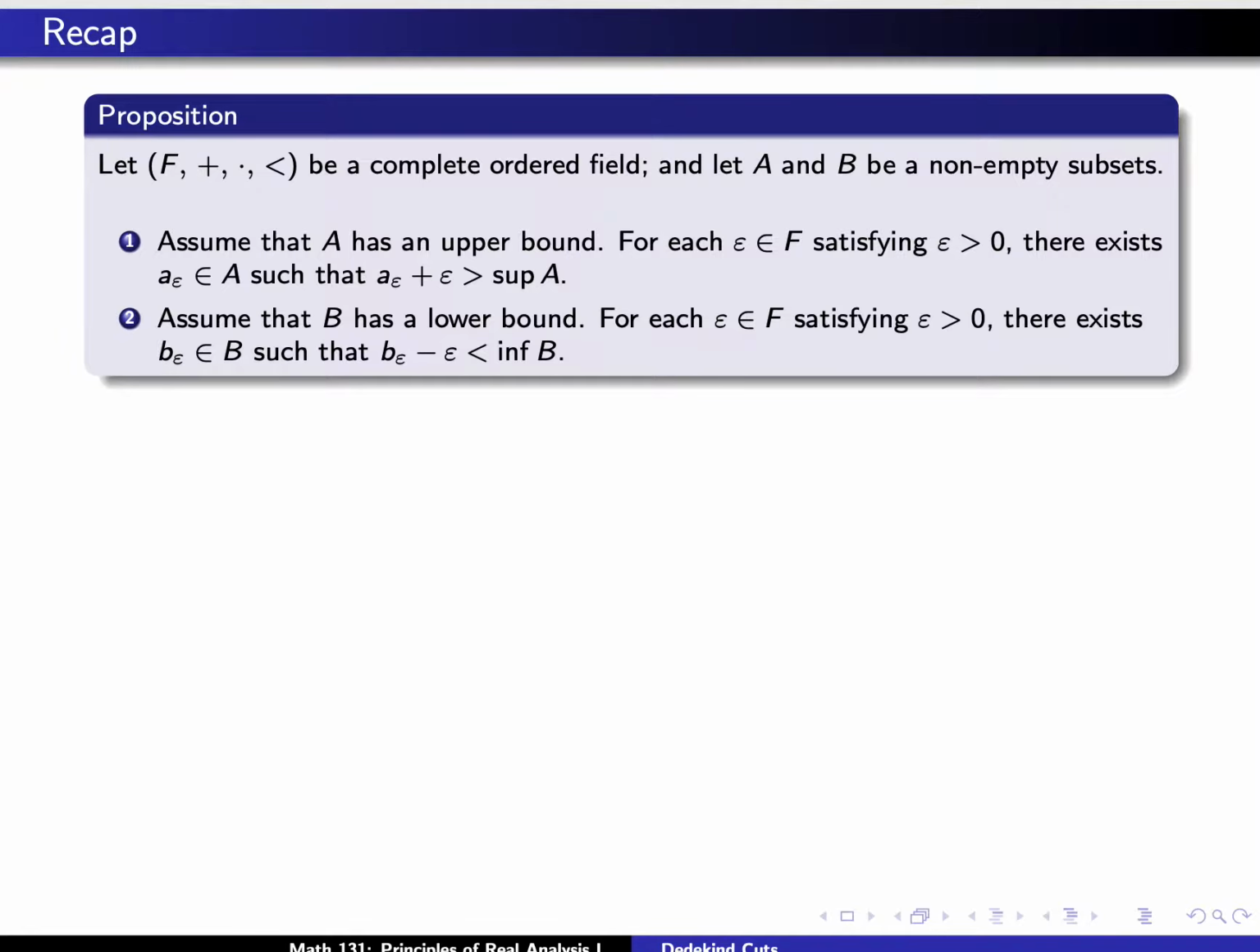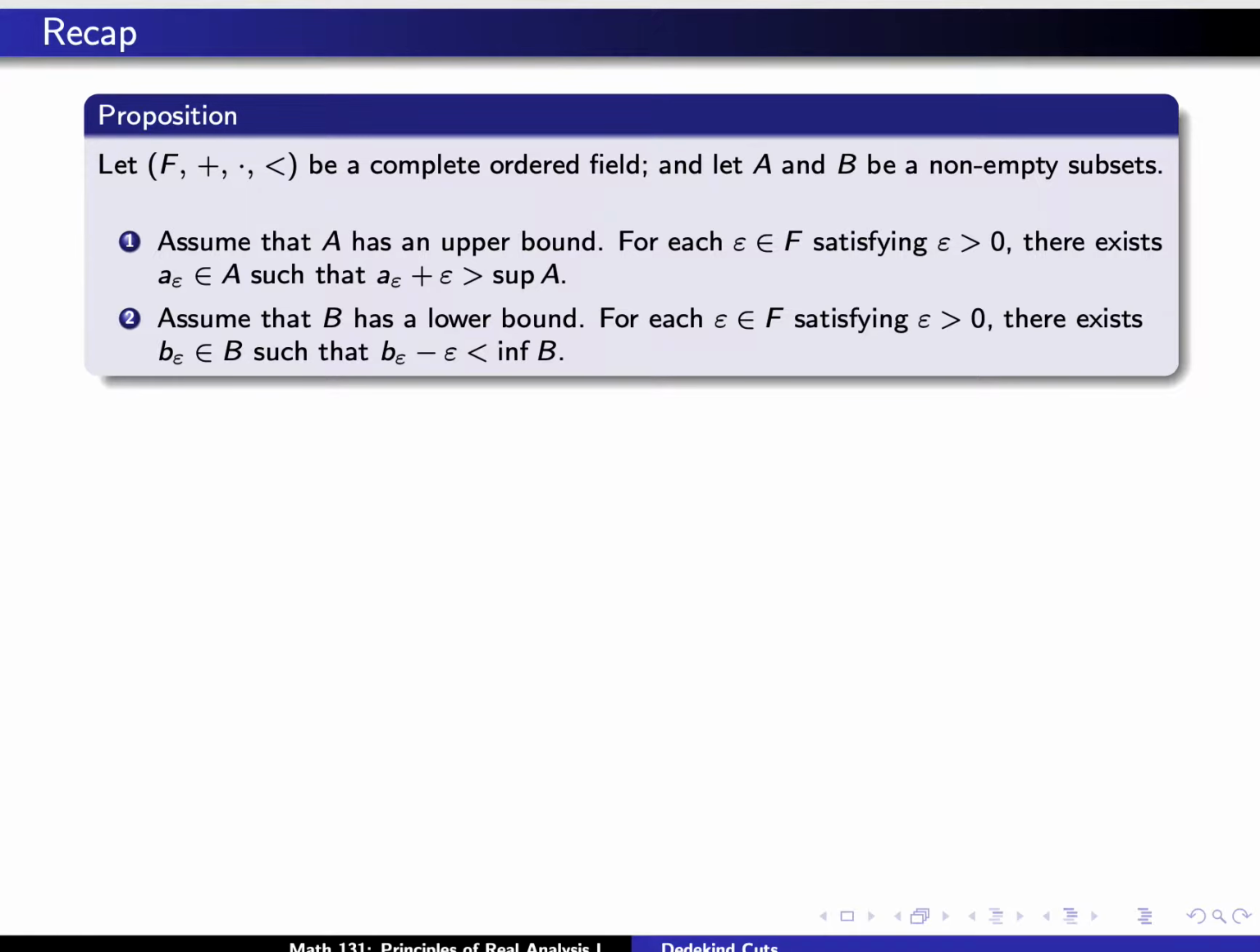We have a property now that explains how we might be able to deal with the supremum and infimum in practice. Let's let A and B be non-empty subsets. If we assume that our set capital A has an upper bound, then for every positive element epsilon, there exists an element A sub epsilon in the set A such that A sub epsilon plus epsilon is greater than the supremum of the set A. In other words, we can get as close as we want to the supremum of capital A by looking at elements A sub epsilon in the set capital A.